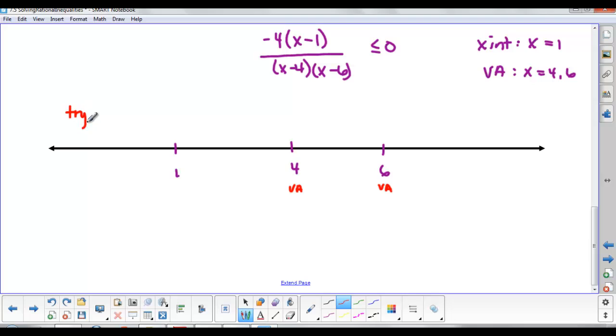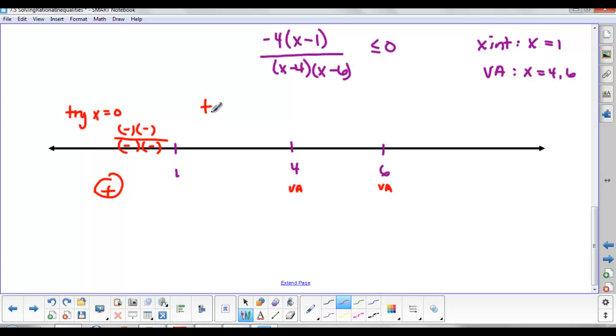Let's try when x equals 0. So when that happens, we'd actually have negative 4 times negative 1. So 2 negatives. And then on the bottom, we'd have negative 4 times negative 6. So 2 more negatives. So 4 negatives altogether actually make a positive.